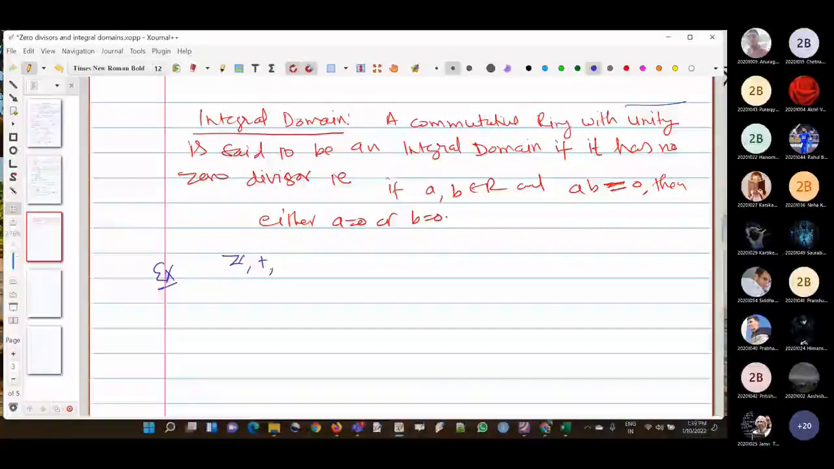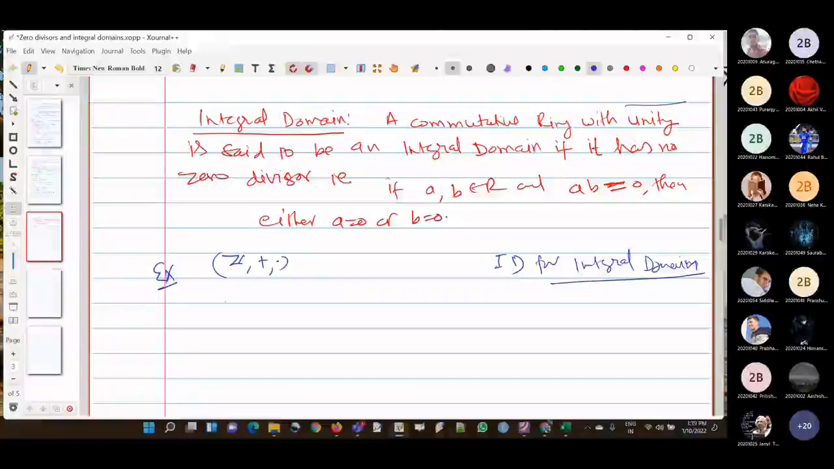Examples: Z, plus, dot, the set of integers under addition and multiplication. Hereafter, I'll write integral domain as ID, ID for integral domain, and I will use it throughout hereafter. So what is there in Z?